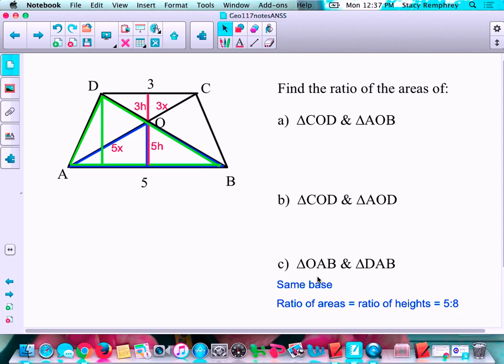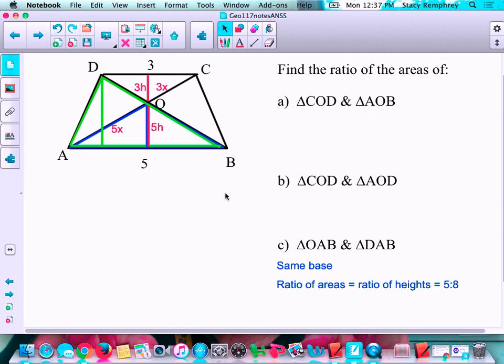Okay, in the next one, this is probably the trickiest one of all. I have the blue and the green triangles here. They both share the same base of AB. So the ratio of the areas is the ratio of the heights. Now here's where I really need to try and help out. 3h and 5h are the heights of those similar triangles. And if you look, I have the height of the green triangle here. That is also the same as that segment. Okay? So the height of the blue triangle, we can call it 5h. The height of the green triangle is 3h plus 5h, or 8h.